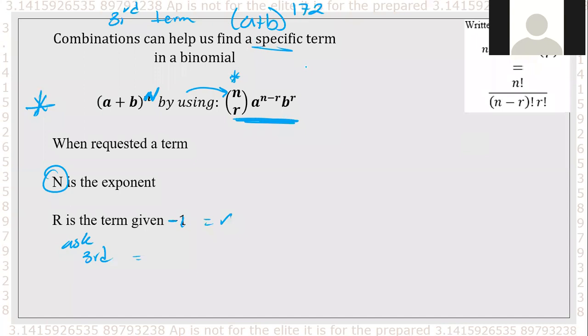That's what we're going to do right now. We're going to find a specific term. So we're going to use this equation to find a specific term. Depending on what they ask you, say they ask for the 5th term, well, we subtract a 1 and we get the r. And then the exponent will be whatever they give us. Okay, this same information is on the next slide, so in case you didn't finish copying it, it'll be right there.